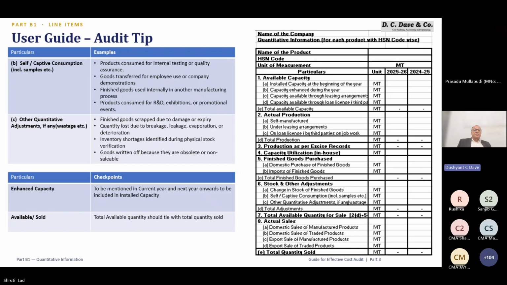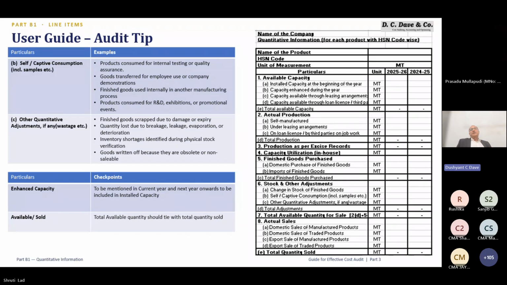What questions can we ask in such a situation? How was the installed capacity determined and when was it last reviewed? Why has the production exceeded the available capacity? Were there any process improvements, tech upgrades, or additional shifts during the year? Has the company considered revisiting its installed capacity based on current manufacturing capabilities? Can management provide supporting documentation or a technical explanation for the higher production?